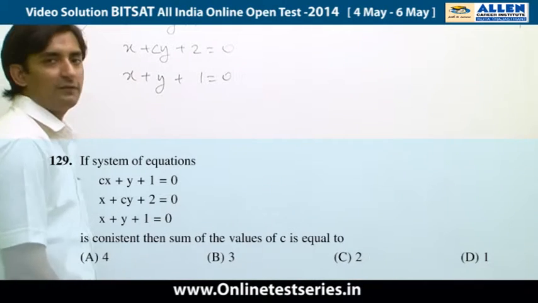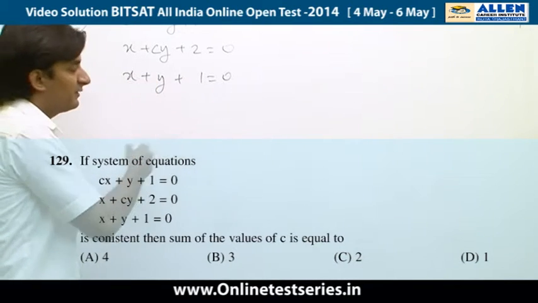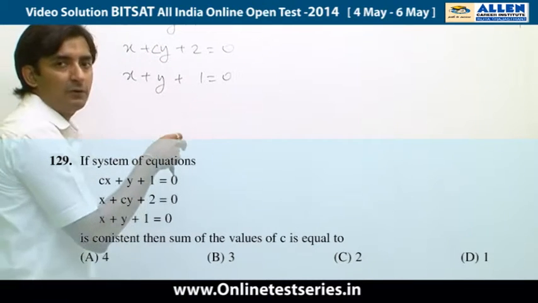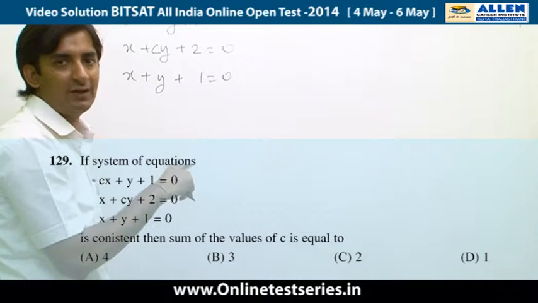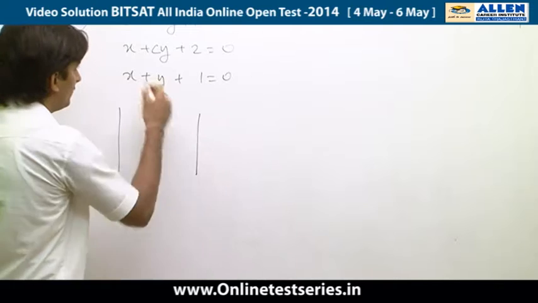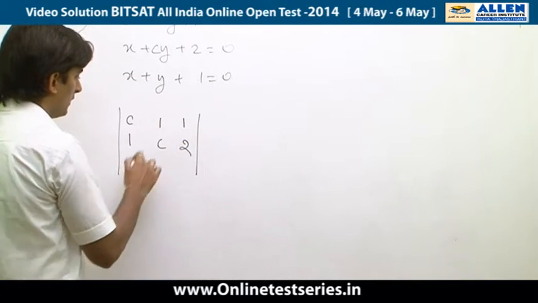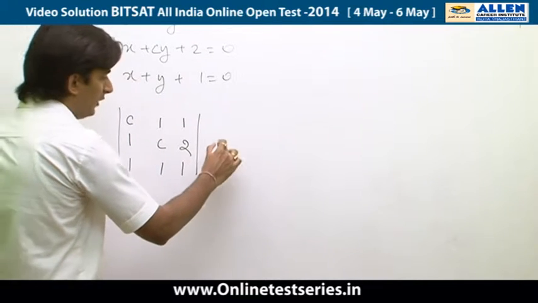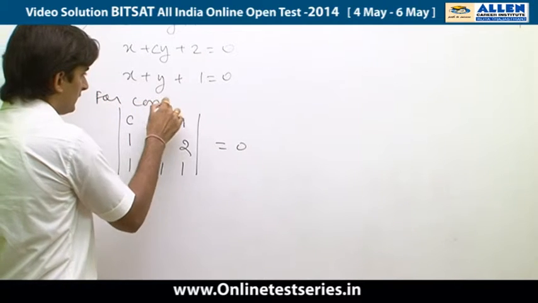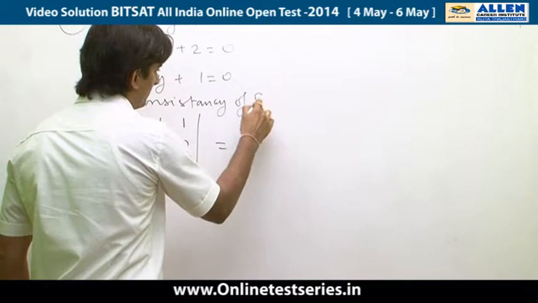For the consistency of this system of equations, we need to have these 3 lines as concurrent, and for concurrence, the determinant formed using coefficients of these 3 equations should be equal to 0. So we write the determinant formed using coefficients as C 1 1, 1 C 1, 1 1 1. The value of this determinant should be equal to 0 for consistency of system.